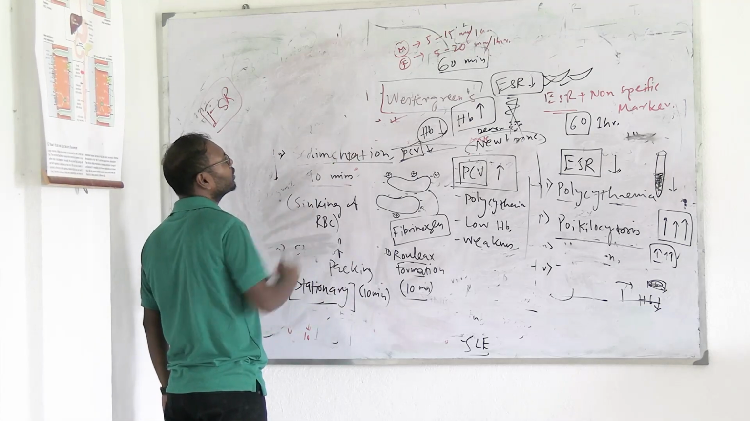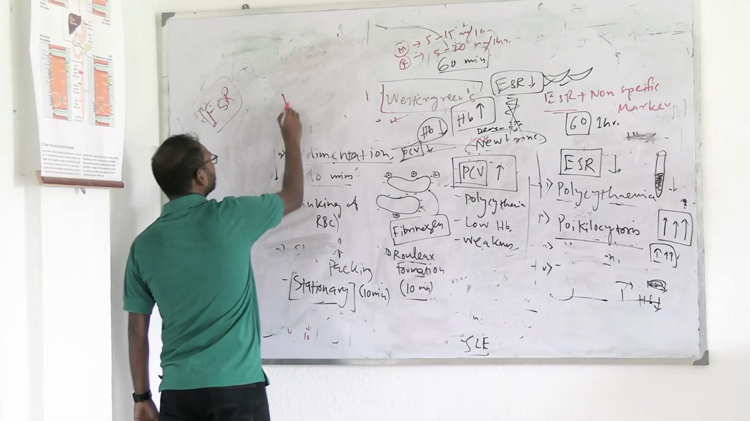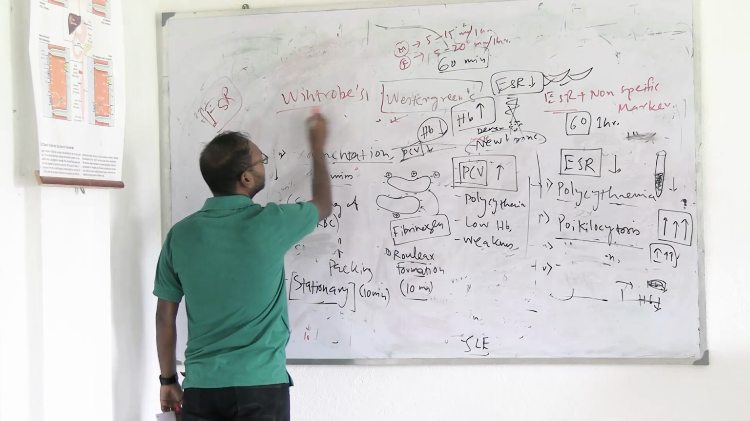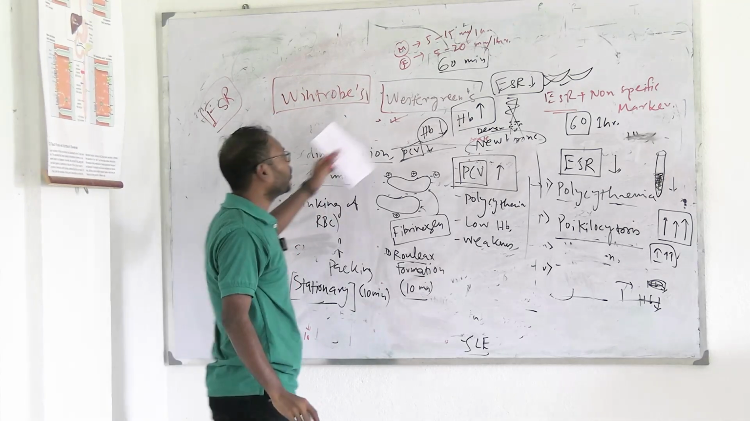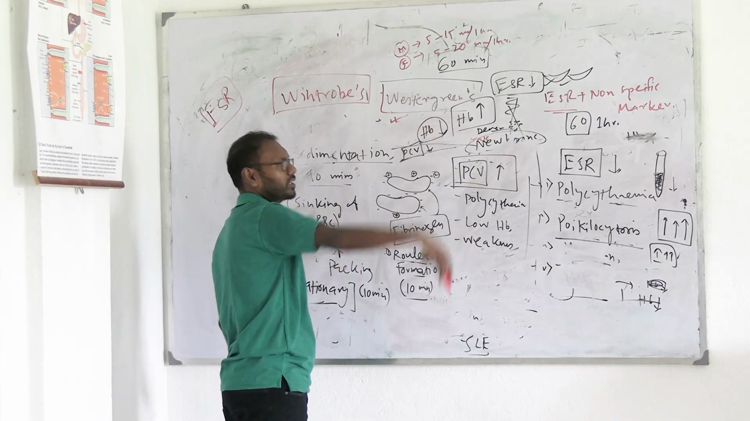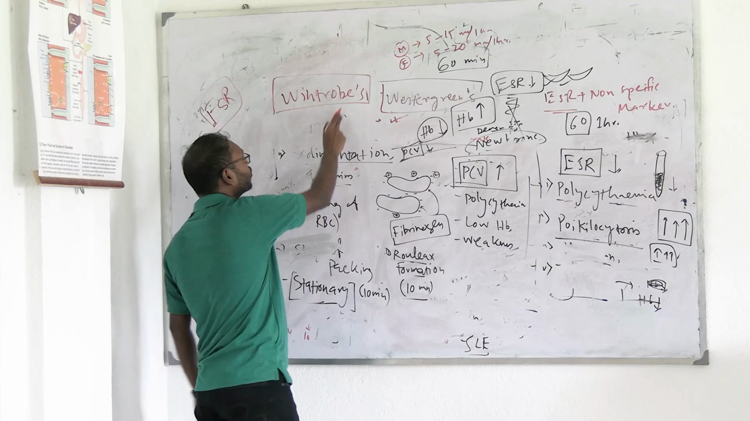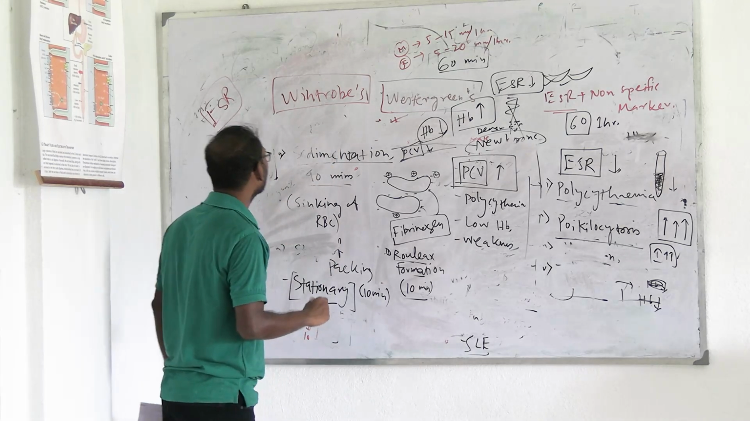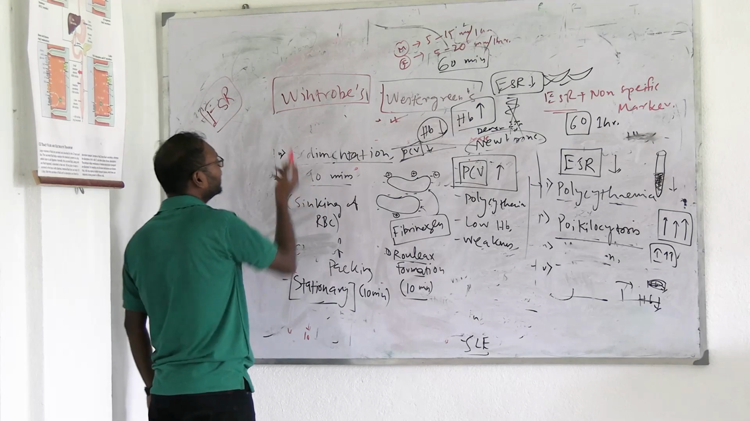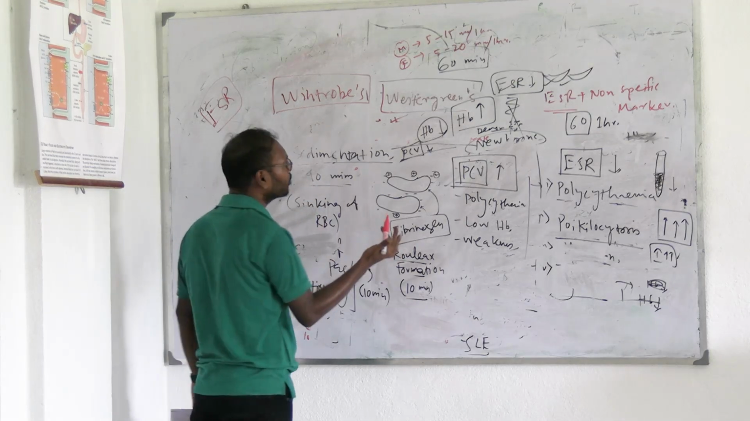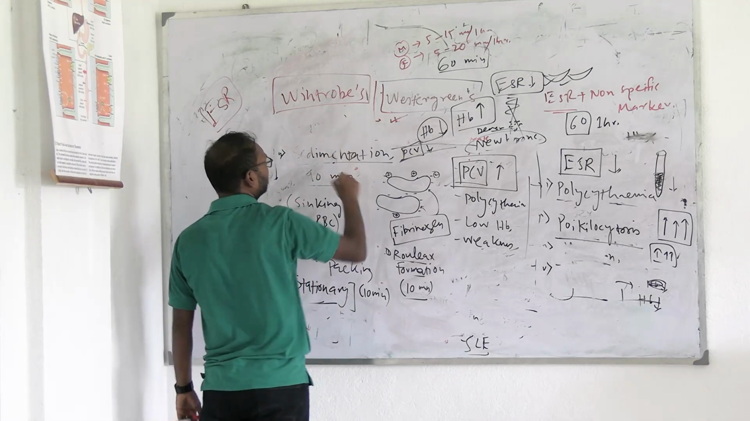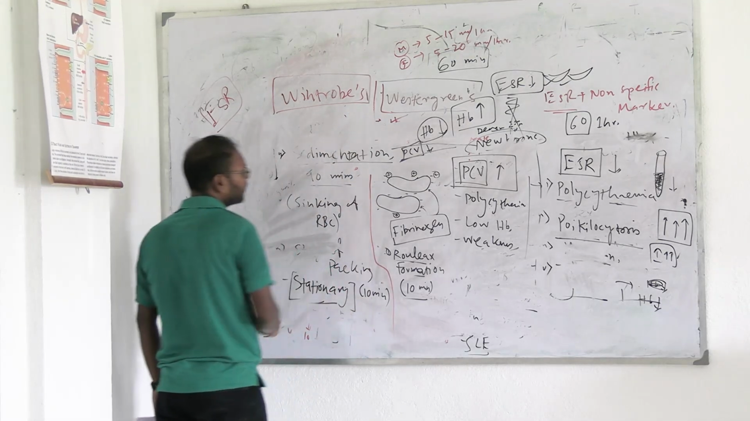So these two tubes: first is Wintrobe's tube and second is Westergren's, right? The Westergren's are the longer ones, and the Wintrobe's are smaller ones. So either you can say Westergren's method or Wintrobe's method, or via Westergren's tube or Wintrobe's tube, whatever you may use. Now there are some basic similarities and basic differences among them.